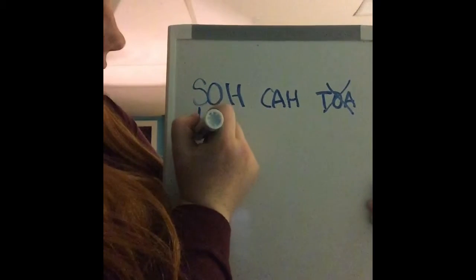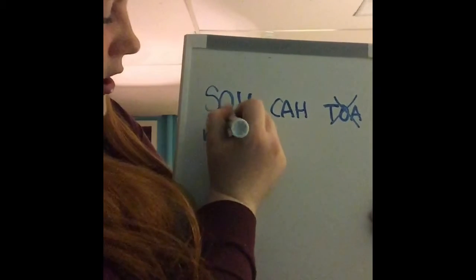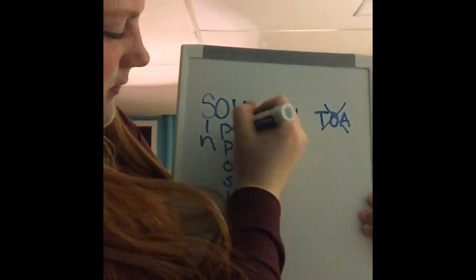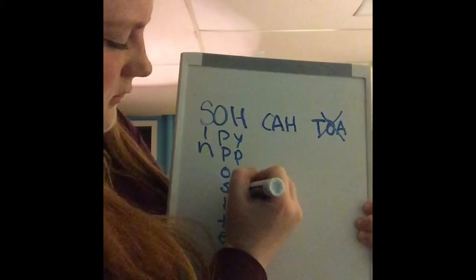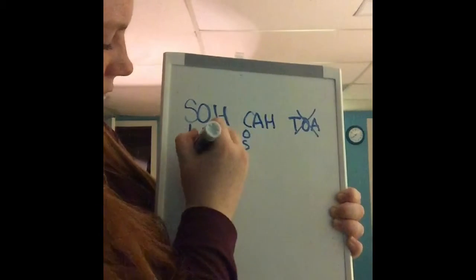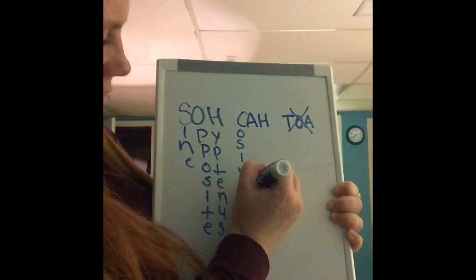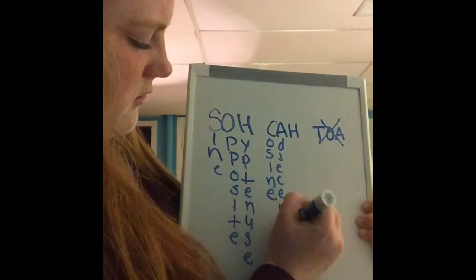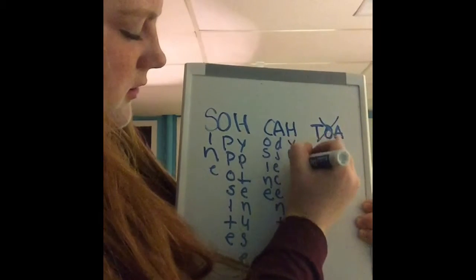Sine is the opposite over the hypotenuse. Cosine is the adjacent over the hypotenuse.